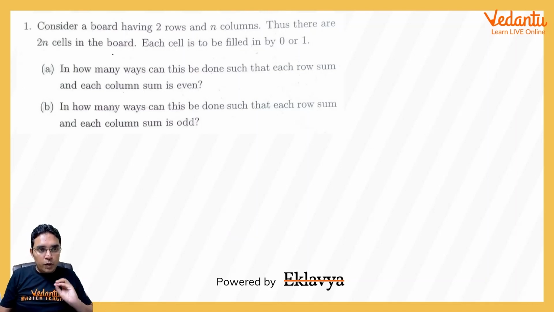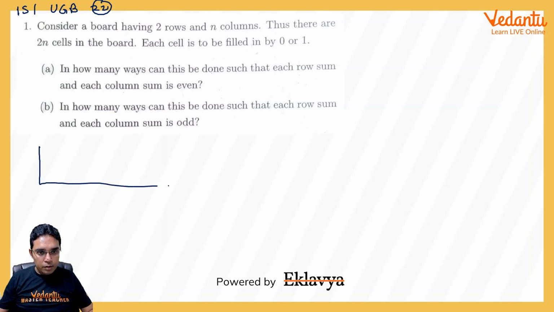Now coming to this question which I have taken from ISI UGB of 2022. Very interesting question, please see. It says consider a board having 2 rows and n columns. Thus there are 2n cells in the board and each cell is to be filled by either 0 or 1. So this is how your diagram could be.